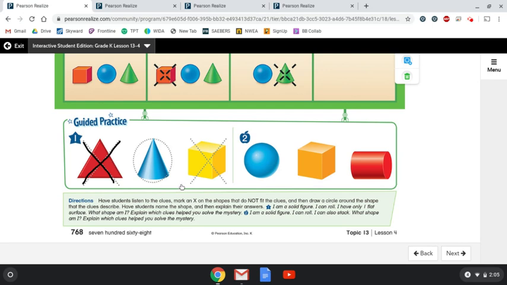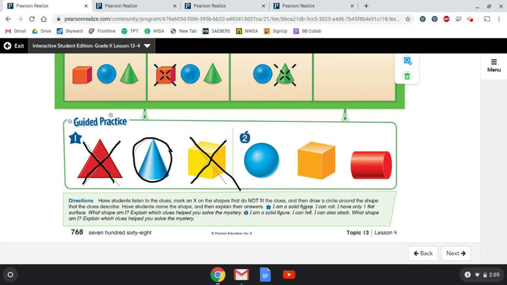The next clue is I can roll. Now a cube, if it is a dice, it can roll if you throw it or if you toss it really hard. But if you just laid it on the table and maybe tipped something or just gave it a tiny little push, it wouldn't roll on its own. So a cube does not roll. So we're going to cross it off. So that means a cone, it is a solid figure and it can roll. If you put it on its side, it would roll. So we're going to circle that one.